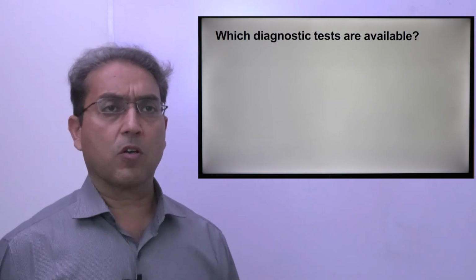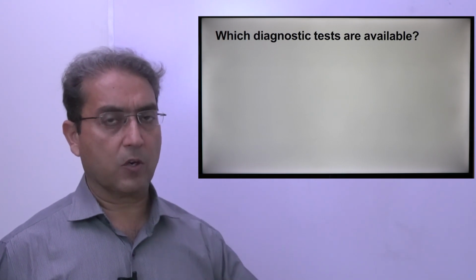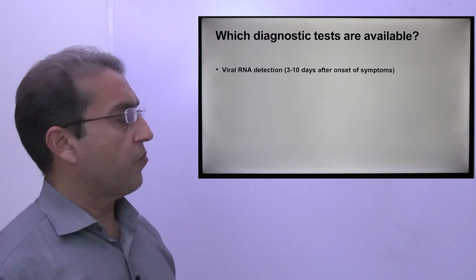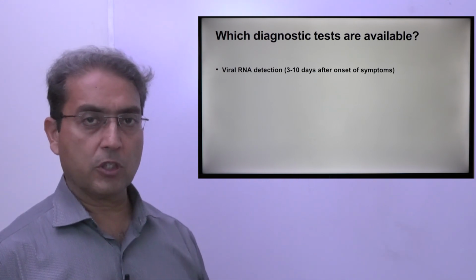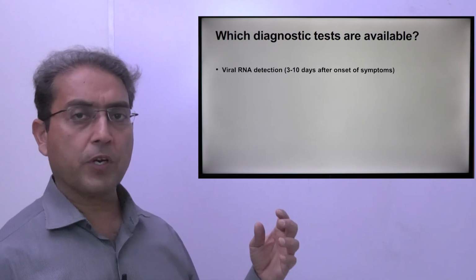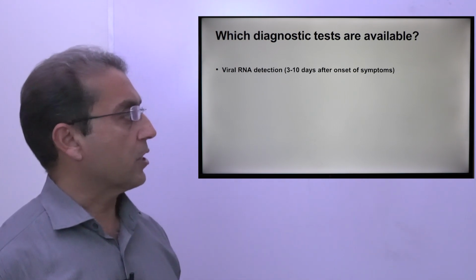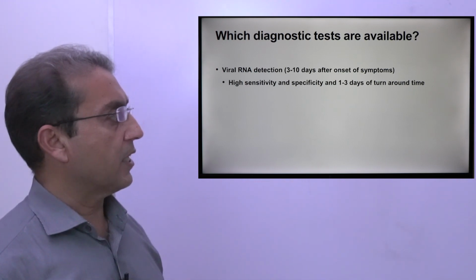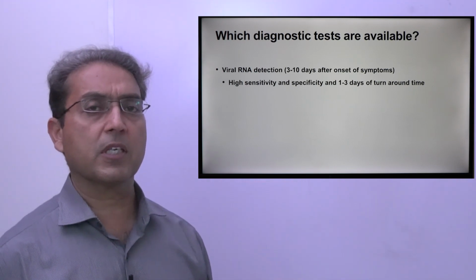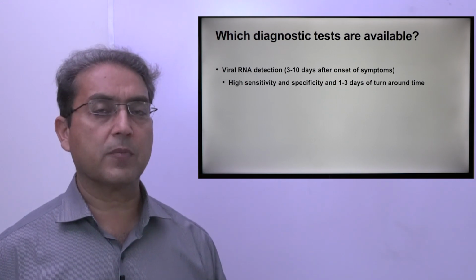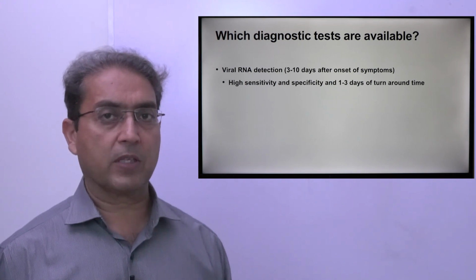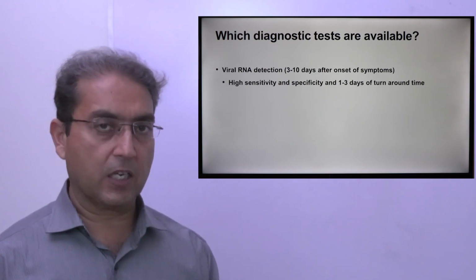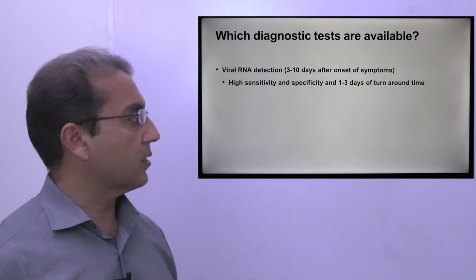Now, which diagnostic tests are available and which diagnostic tests should be used? You see, we can have viral RNA detection. This should be done within 3 to 10 days of the onset of the symptoms. Similarly, this is a high sensitivity and high specificity test, and the turnaround time is usually 1 to 3 days depending upon the type of method used by the laboratories. And there is a point of care test which can give a result in 15 minutes.